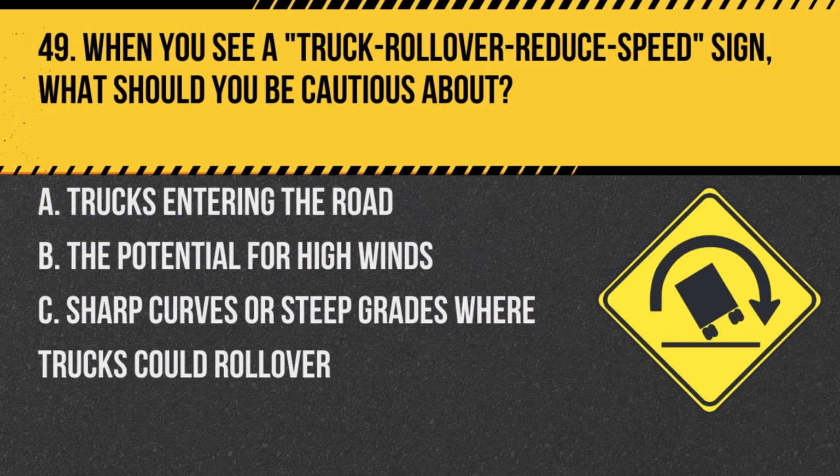Question 49. When you see a truck rollover reduced speed sign, what should you be cautious about? A. Trucks entering the road. B. The potential for high winds. C. Sharp curves or steep grades where trucks could roll over. Answer: C. Sharp curves or steep grades where trucks could roll over. Reduce your speed and be prepared for possible hazards.